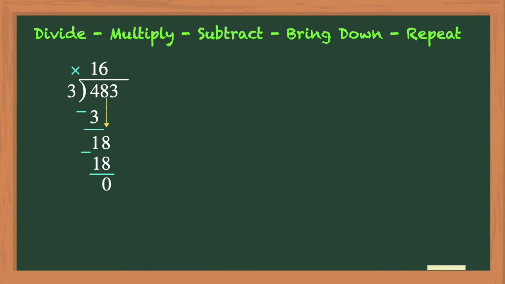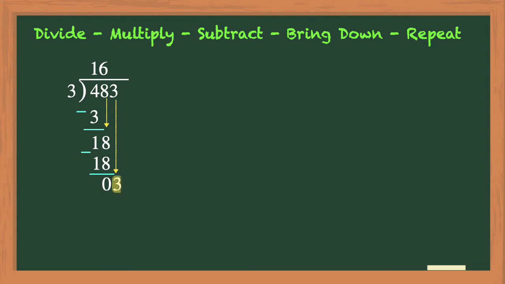Now, at this point, you might think that you are done because you have a 0 remainder, but you are not done. You still have a digit left up in the dividend that needs to be brought down. So you will need to bring down that next digit of 3, and then you will repeat the steps again.